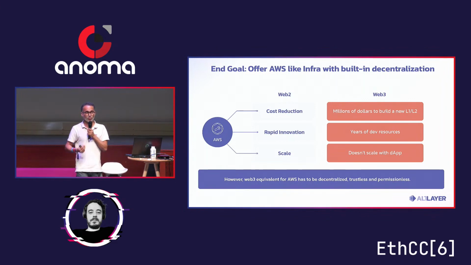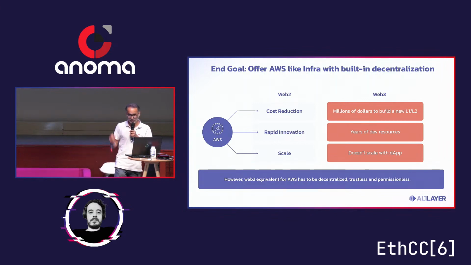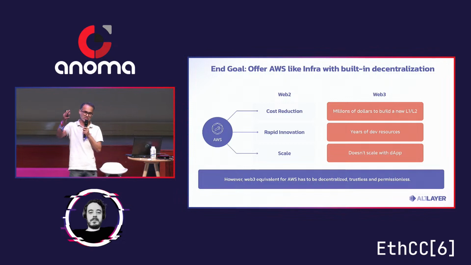For example, if you started with an application with, let's say, 100 users, and at some point it grows to a certain number of users, then you can scale your application as well by spinning up different instances of your execution layer. But we want to offer this not in an AWS-like centralized fashion, but in a much more decentralized way. And the question is, can we do that?